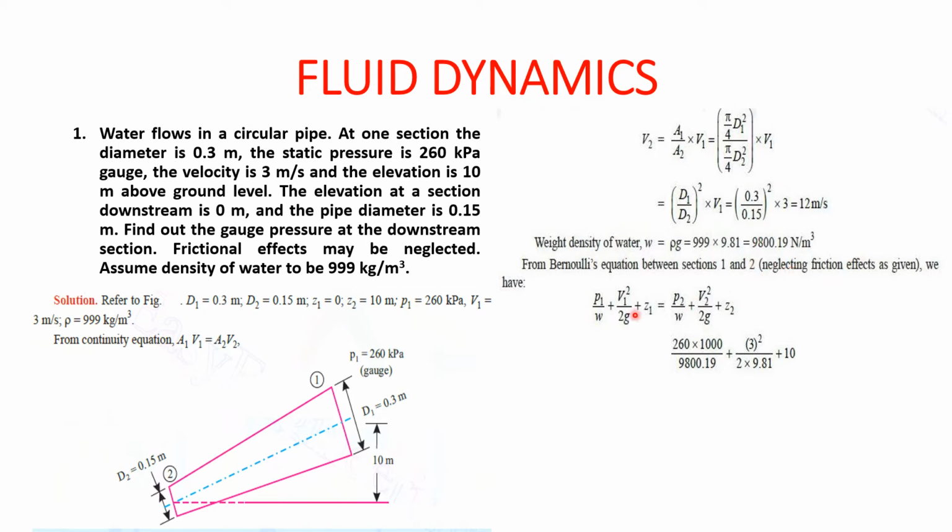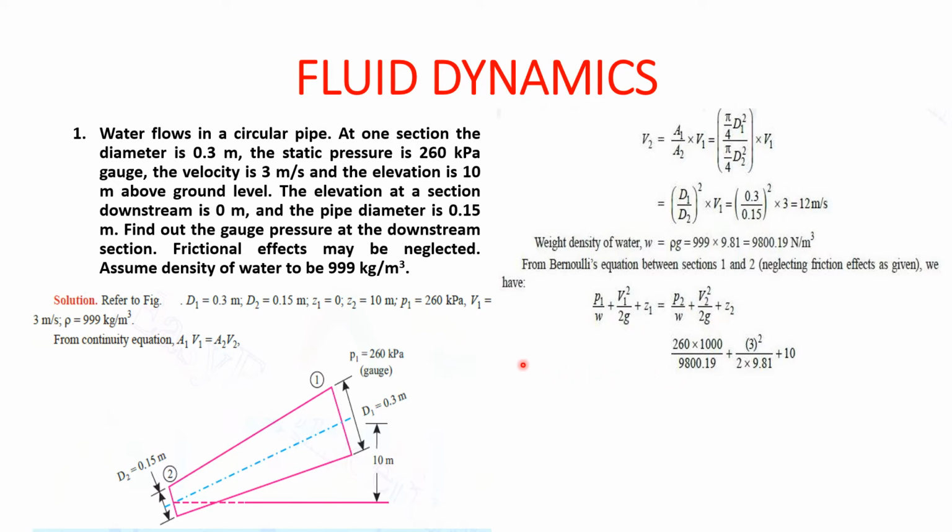Now from Bernoulli's equation applying at sections 1 and 2, neglecting friction effects as given in the problem, this Bernoulli's equation is for the ideal fluid, so P1 by W plus V1 square by 2G plus Z1 is equal to P2 by W plus V2 square by 2G plus Z2. So here we get this equation in terms of the values which are given to us.